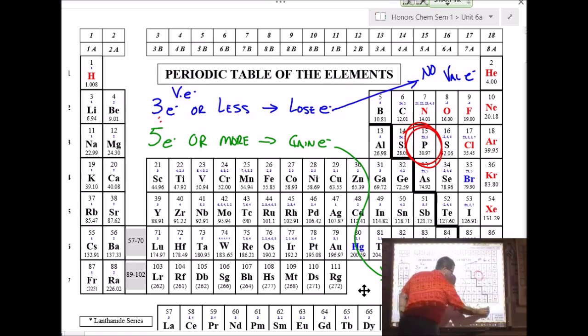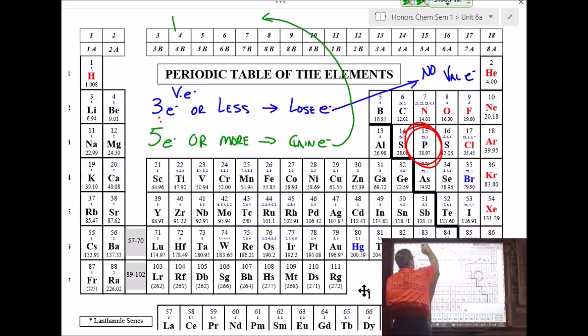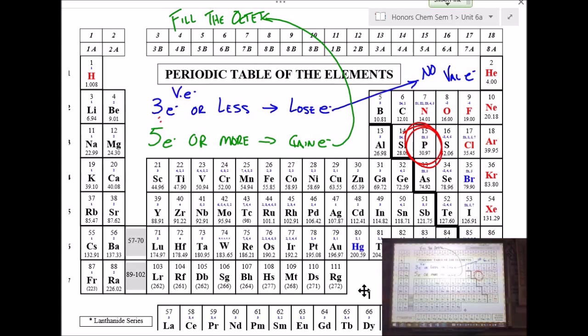And I think we talked about that a little bit. I think for the notes I may have accidentally put that in the wrong spot, so let me change that real quick. To fill the octet. Again, filling the octet means that we're filling up those S and P orbitals. Okay. Let me give you one more. Where shall we go? Iodine. What's the most common charge for iodine when it's an ion?